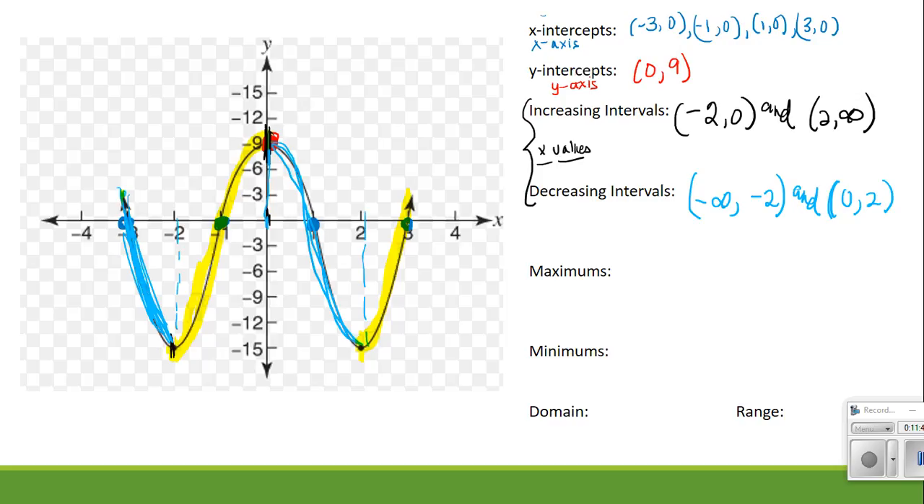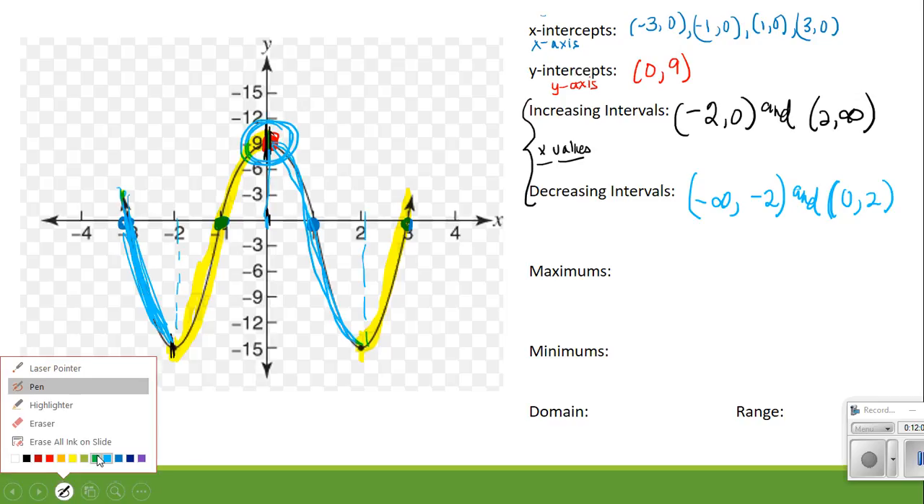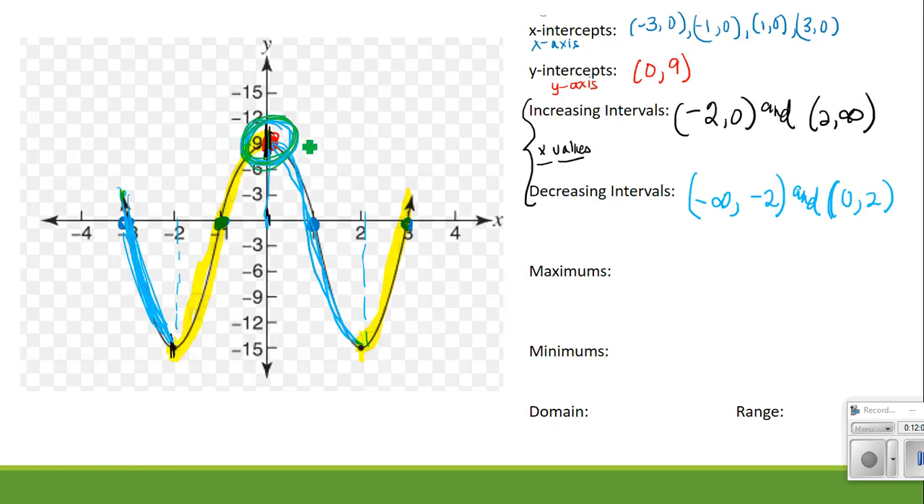Now we have to talk about the maximum and the minimums. So the maximum would be, where does the graph relatively hit the highest point? Well, the highest point would be right here. Let's do that in green so you can see that. That is the highest point. So the maximum is 9 when x is 0.